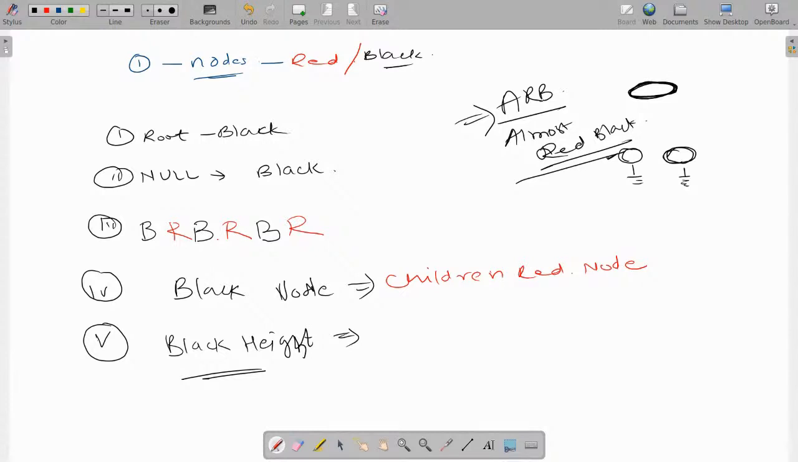Okay, in case of any doubts, you can post it in the comment box. We'll not be discussing the insertion or deletion on the red black tree as of now. So this is all the theory that you will ever need in tree data structures.